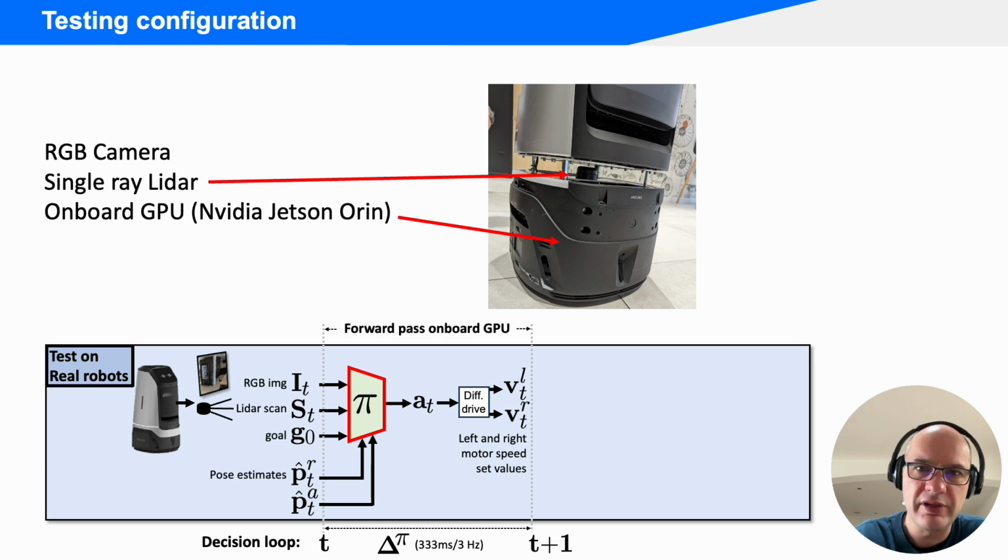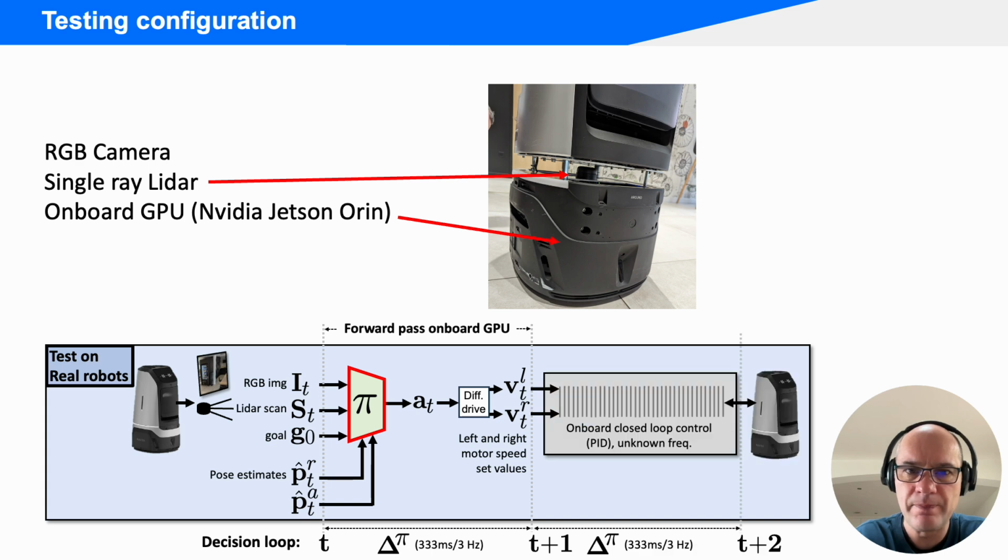We test on a Naver Rookie platform which has been equipped with an onboard GPU. All computations are performed on the robot itself. At testing, the end-to-end trained agent takes decisions at 3 Hz, predicting velocity commands which are translated into motor speed set values. The onboard PID controller maintains the corresponding wheel speeds over time.